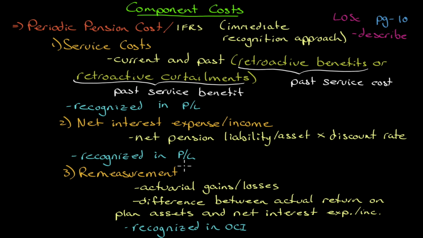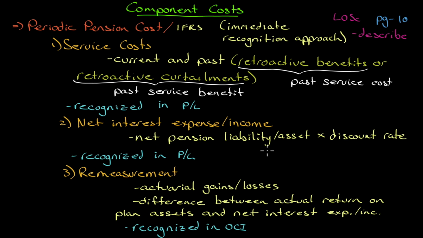Let's move on to remeasurements now. This is our actuarial gains and losses. An actuarial gain and loss is a change in assumption that results in either us having less of an obligation or more of an obligation. Remeasurements also include differences between the actual return on plan assets and the net interest expense or income.